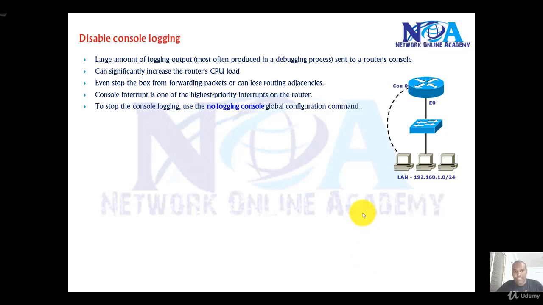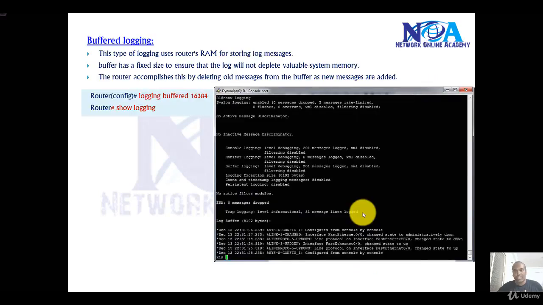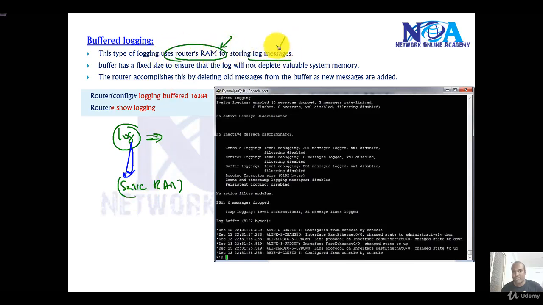Now the other option besides the console is something called buffer logging. In the case of buffer logging, whatever log messages are generated, we can tell the router to save them in the local buffer memory, or the local RAM. So this type of logging uses the router RAM for storing those log messages temporarily, and we can define the buffer size, the number of bytes it should use to store those log messages.